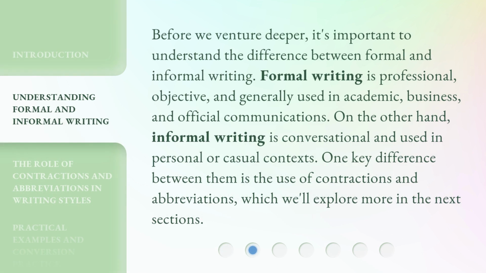Before we venture deeper, it's important to understand the difference between formal and informal writing. Formal writing is professional, objective, and generally used in academic, business, and official communications. On the other hand, informal writing is conversational and used in personal or casual contexts. One key difference between them is the use of contractions and abbreviations, which we'll explore more in the next sections.